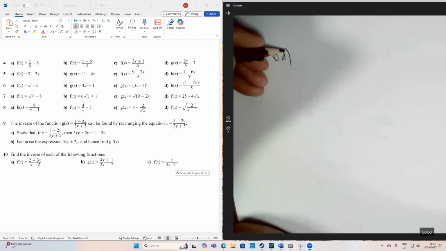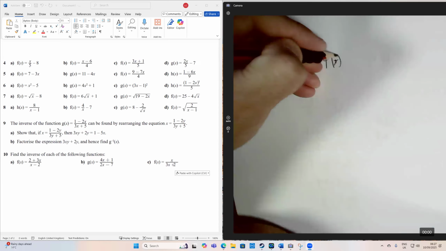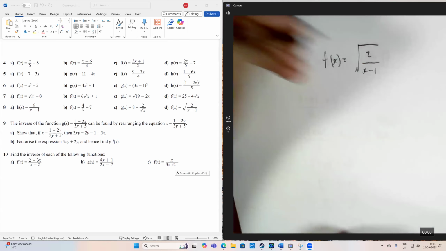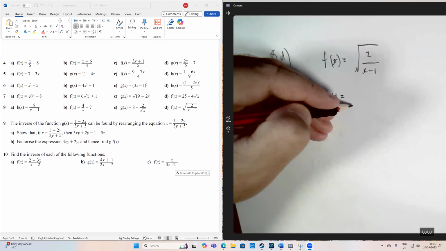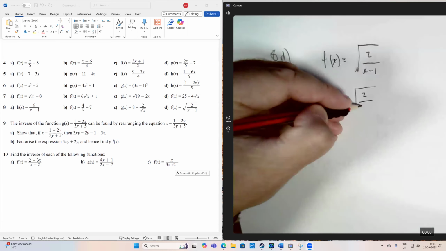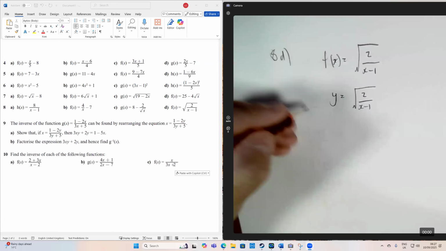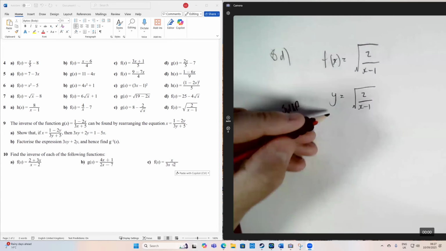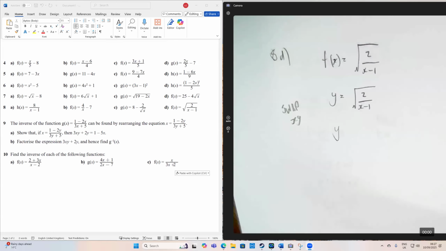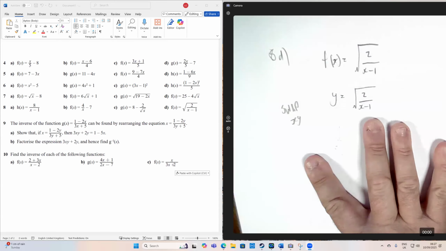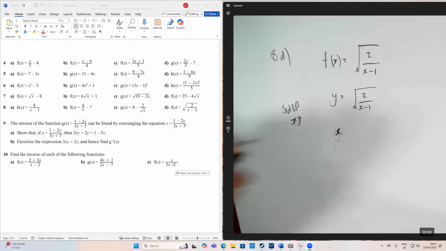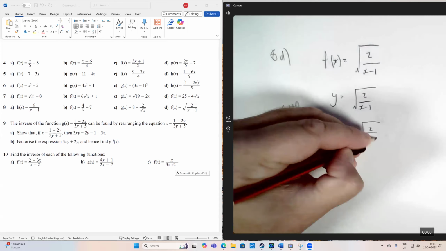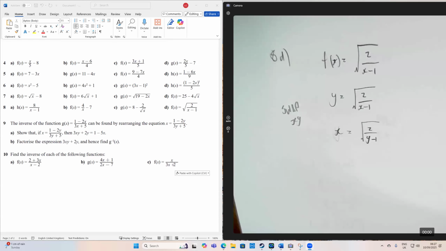8d. Okay, our original function f of x is equal to the square root of 2 over x minus 1. So we're going to write that as y is equal to the square root of 2 over x minus 1. And then I'm going to swap over my x and y. When you swap over y, it changes into x. x is equal to the square root of 2 over y minus 1. So I've now swapped over my x and y.